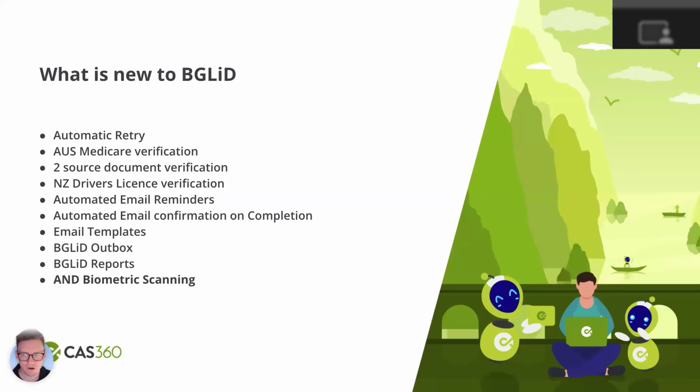Obviously, we added Medicare verification. We also have two source document verification. This completely depends on the firm's AML policy, for example, but did you want your clients to use two source documents? Okay, so driver's license and passport, for example, or driver's license and Medicare. We also support New Zealand driver's licenses. We do sell CAS 360 and BGLiD in New Zealand as well. We've added a lot of the automation that you come to know from BGL products. So we do have automated email reminders for clients that haven't completed their ID checks yet, and also automatic confirmation emails on completion.